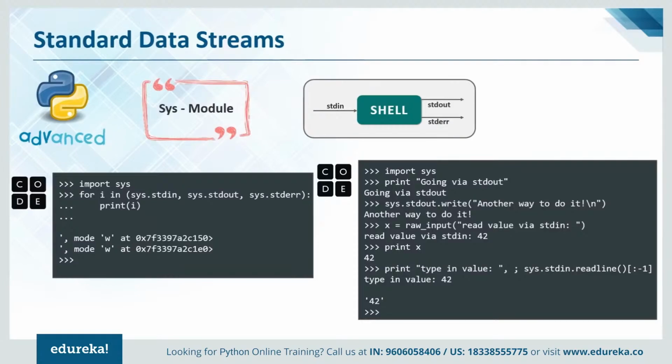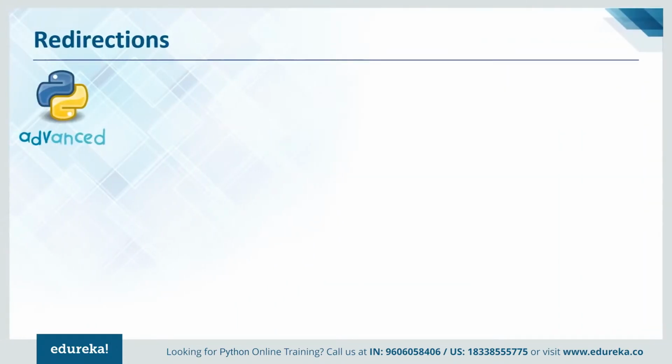Next, type in the value. We're actually going to type in a value where we're using std_in.readline to get the input. So type in value. As soon as it says 42, 42 is printed. Instead of 42, I could have put Anirudh, I could have put Edureka or anything else as well, and that's the same message that would be printed. Pretty simple, right? So next up, we have something called redirections.